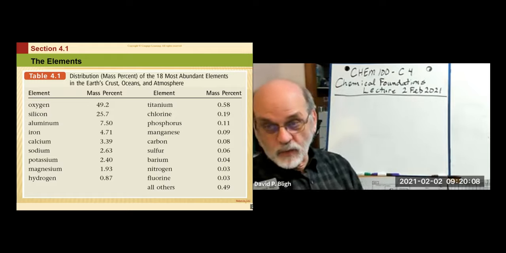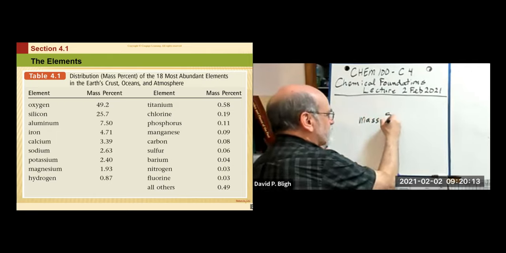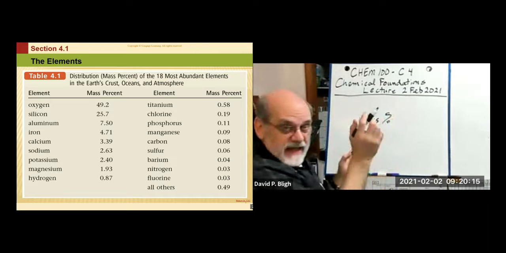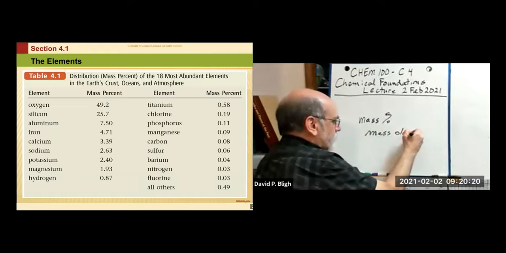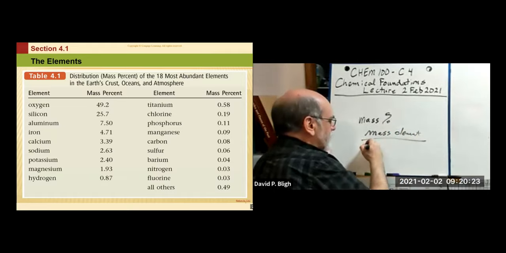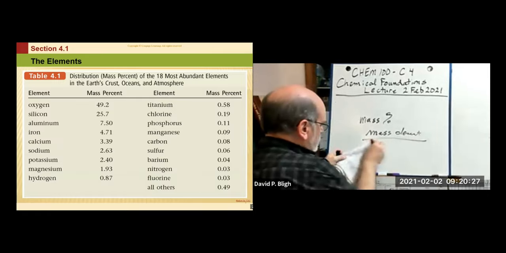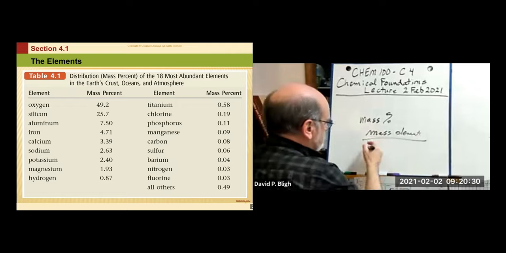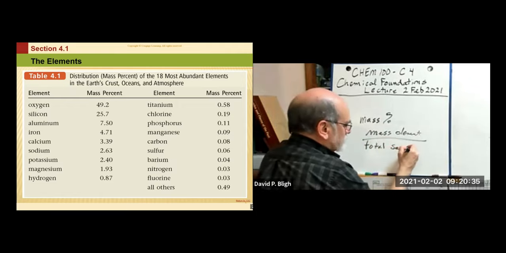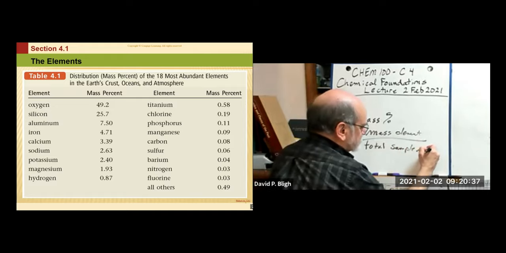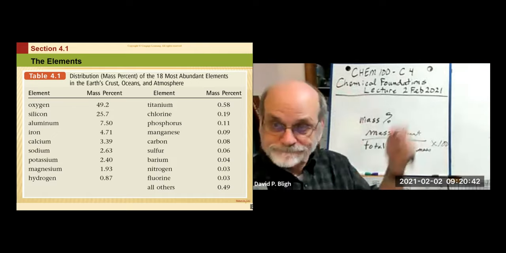And mass percent is one of those. Mass percent. It's the mass, in this case, the mass of the element divided by the total mass, let's say total sample mass, times 100. Okay, very simple.